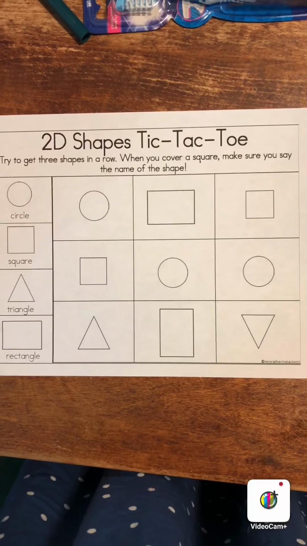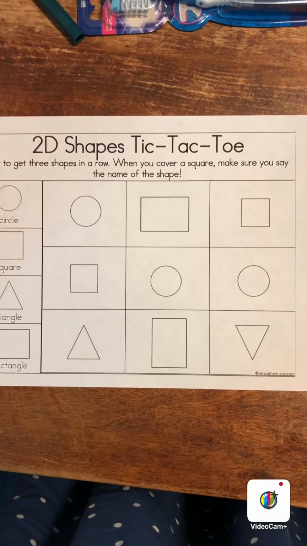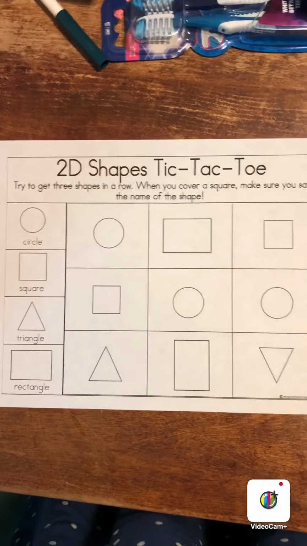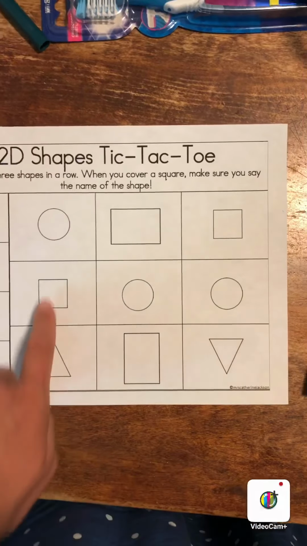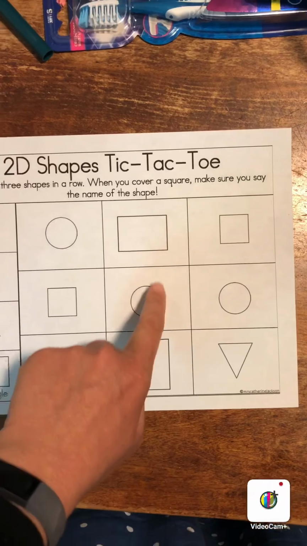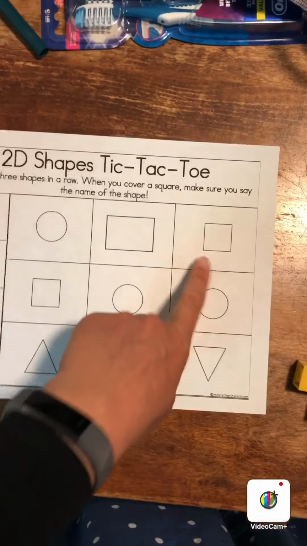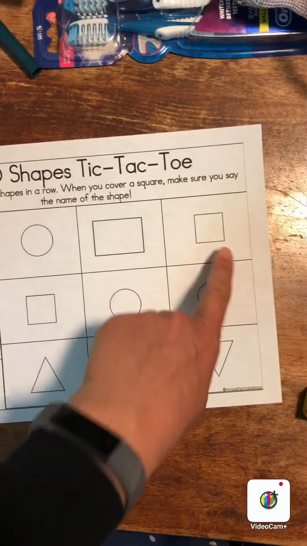Okay, so when you play tic-tac-toe, you are going to play with two players. And what you want to do is you want to get 3 in a row. So this is your tic-tac-toe board here. So you can get 3 in a row going on the diagonal, 3 in a row going vertically, like this, or you can get 3 in a row going horizontally.